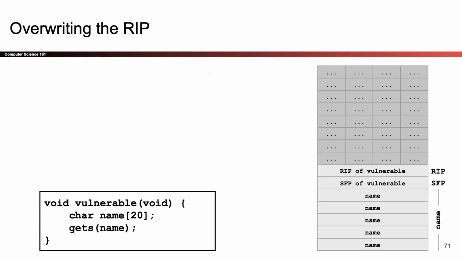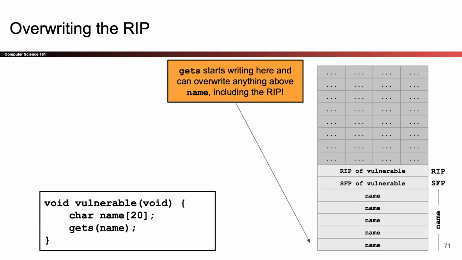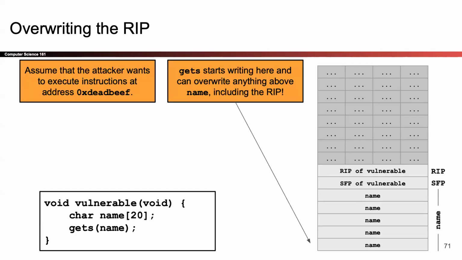But an attacker who's malicious, instead of putting random things in, could put some very specifically crafted characters to replace the RIP with an address the attacker chooses, to cause the execution of the CPU to transfer to some address where there's some malicious code residing. So suppose the attacker knows that at this address, hex deadbeef, there's some code that will do something really damaging, and the attacker wants to get that code executed. What the attacker can do is try to overwrite the RIP with that address, deadbeef.